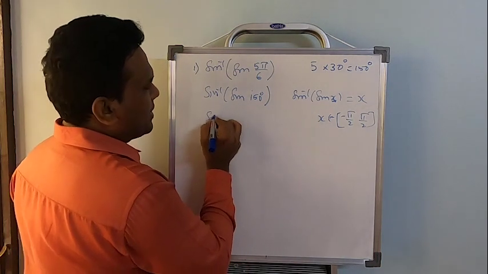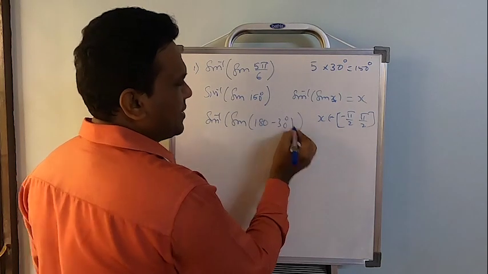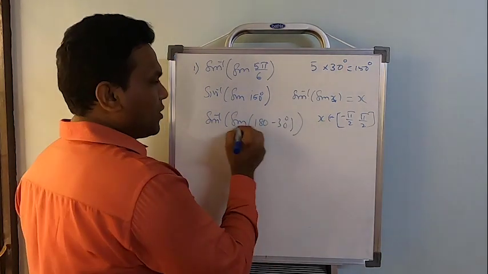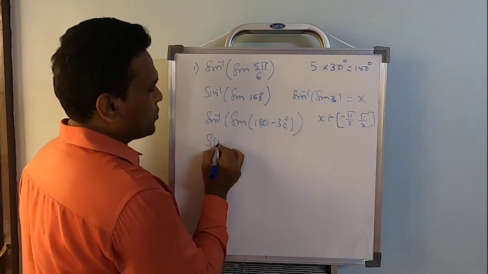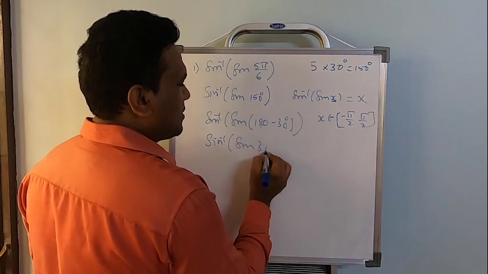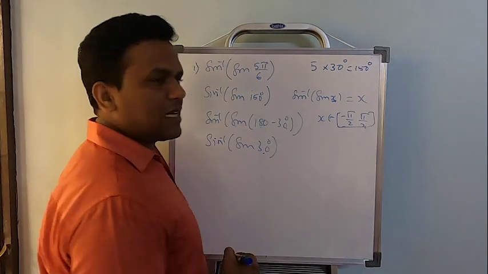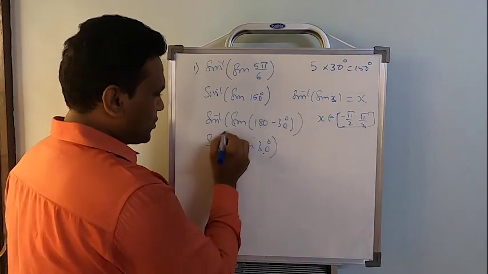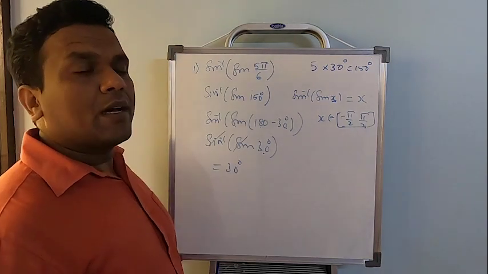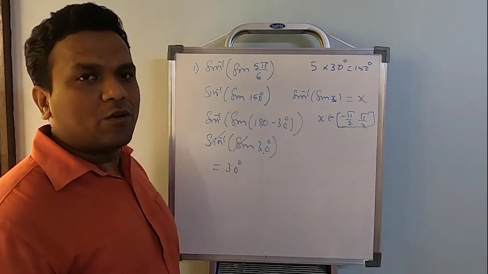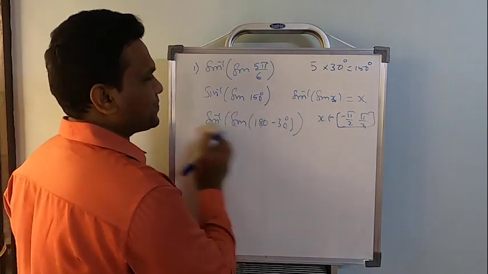So sine inverse of sine 150 can be written as sine inverse of sine of 180 minus 30. Sine of 180 minus theta lies in the second quadrant, sine is positive, no change of ratio. So this will be sine inverse of sine 30 degrees. Now I can eliminate, because 30 degrees is an angle which lies between minus pi by 2 to pi by 2. So the answer is simply 30 degrees. Now we are solving the problems based on property number 1 and 2. So that was the first problem explanation.